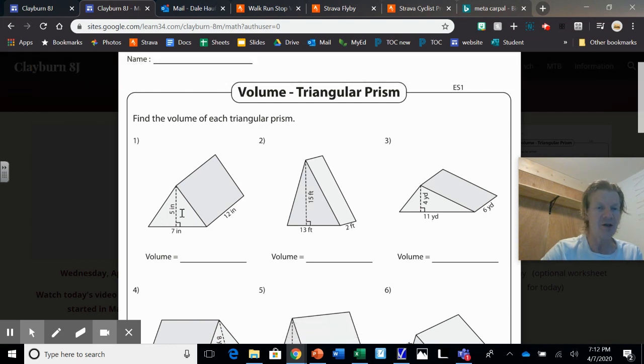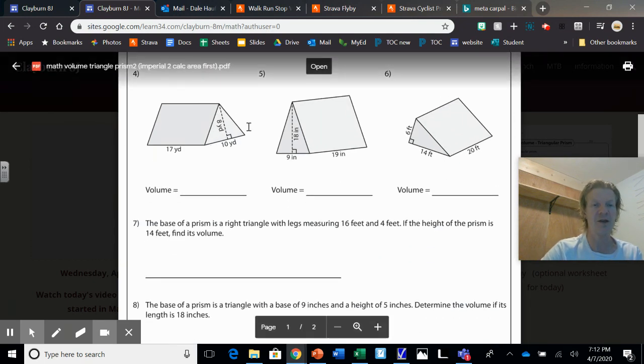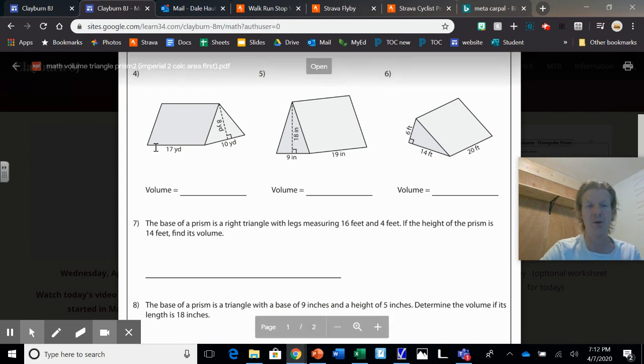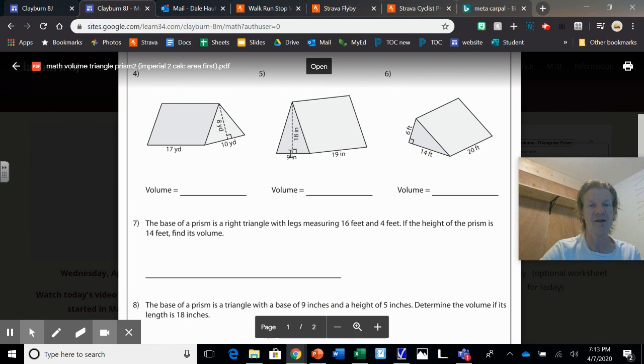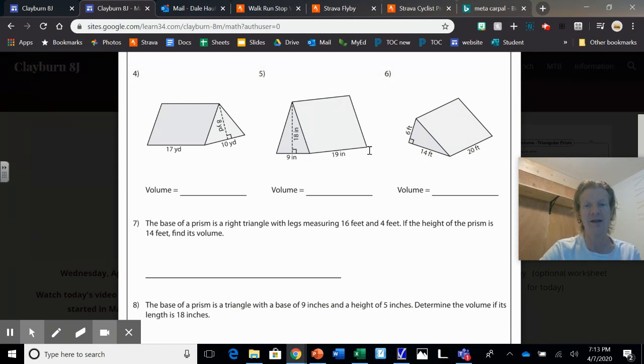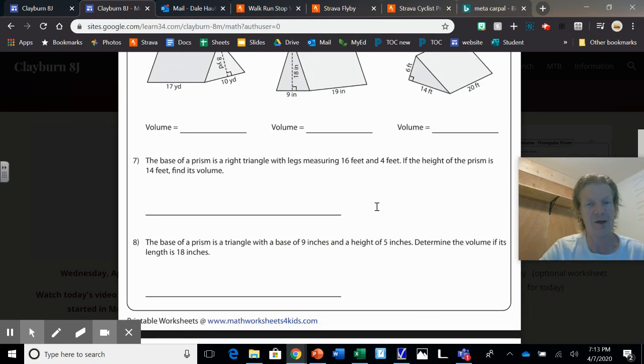And once you have the area of the triangle, you just multiply by this. So figure out the area of the triangle, calculate it, then multiply by this. Okay? This page is fairly straightforward. Get the area of the triangle, multiply by the length or the width or the height or whatever dimension there is. So 9 times 18 divided by 2 and then times 19. 6 times 14 divided by 2 and then times 20. And there's a couple of word problems too that you can look at. Give them a try. Let me know how you do.